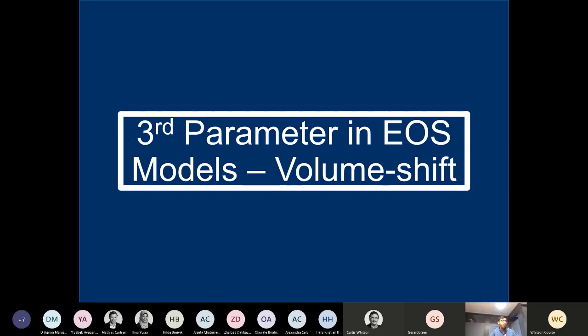Okay. So I think we can start the third parameter in the EOS model. So we know that the equation of state models, either SRK or Peng-Robinson, have two parameters. That's the small a and small b that actually came from the van der Waals equation, the two-parameter cubic equation of state model.